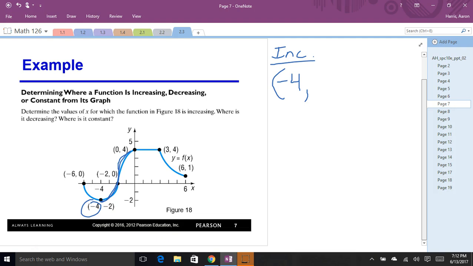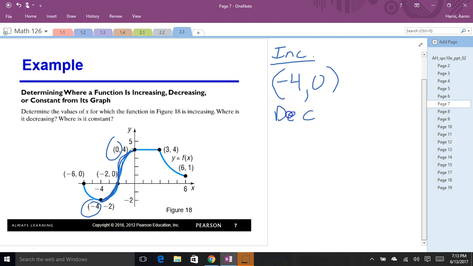If you have more questions about why it's an open interval, that's a good calculus question. Wait till calculus. Up to this x value up here at 0. Notice it's increasing clear up until this x value right there at 0. So it's increasing on that interval. That's the only place it's going up and to the right.